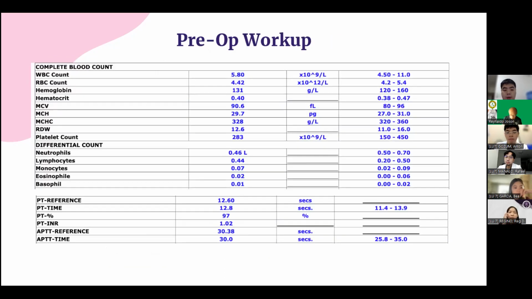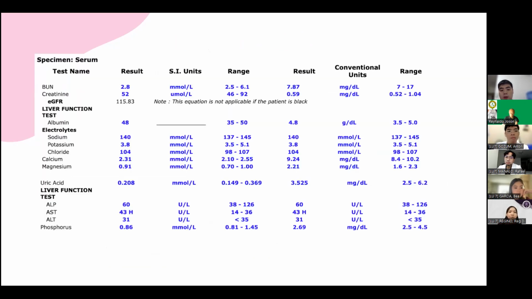Here we briefly go through the pre-op workup of our patient. The CBC with differential was unremarkable: no anemia, no thrombocytopenia, no leukocytosis of any sort. The coagulation studies were also normal; PTT and PT were not prolonged. Okay, next slide, please. Blood chemistry was also normal: kidney function tests were normal, with a slight elevation of AST but otherwise normal liver function tests, and no electrolyte imbalances.